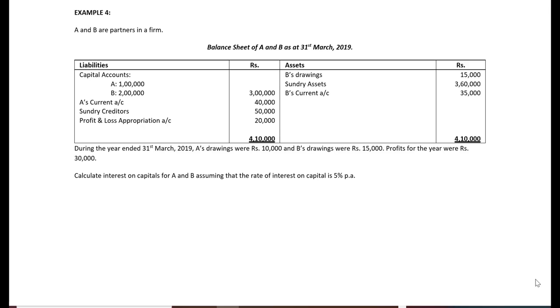Information provided: during the year ended 31st March 2019, A's drawings were rupees 10,000 and B's drawings were rupees 15,000. Profits for the year rupees 30,000. Calculate the interest on capitals for A and B, assuming that the rate of interest on capital is 5% per annum. So let's go ahead with the solution.